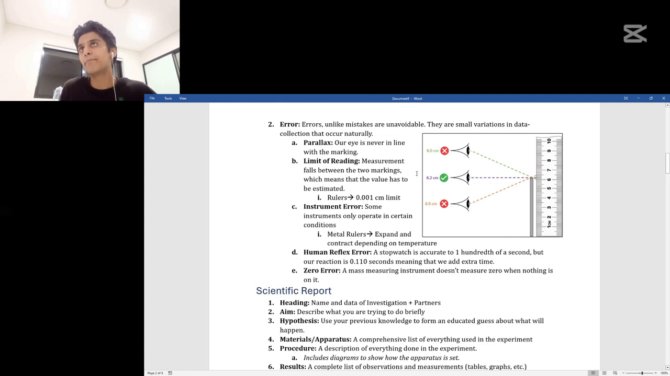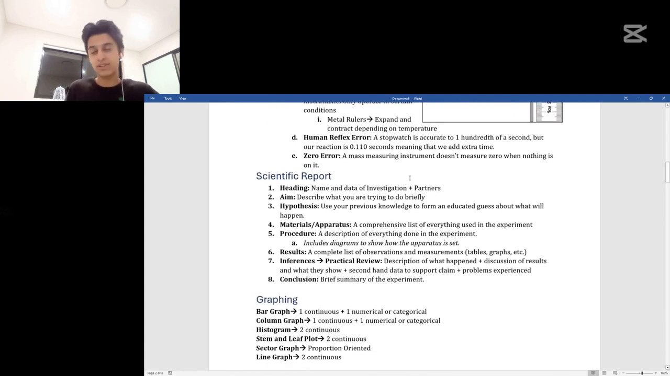Okay, next, scientific report. So how do you write your scientific report? This is the next section. When you start a scientific report, you always want to start with the heading, and this is the name and date of the investigation and your partners. Then you jump to the aim. Describe what you are trying to do briefly.